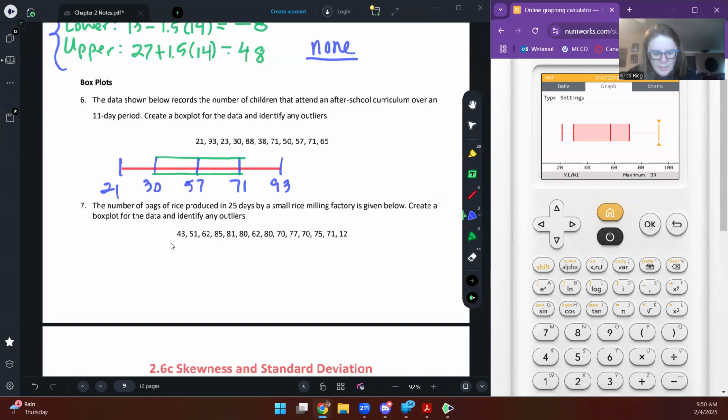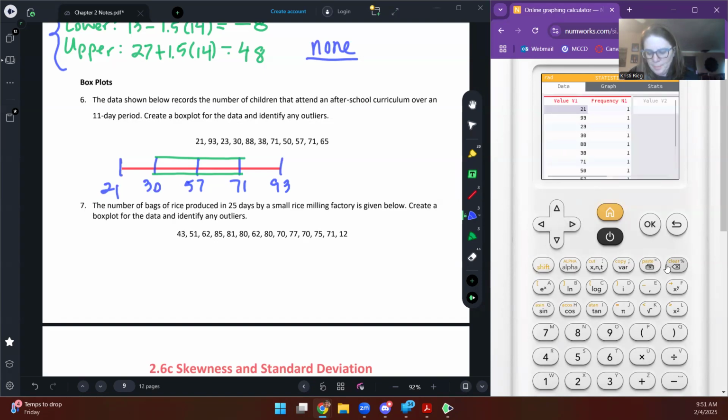So let's look at this last one, just practicing the box plot real quick. I'm going to go back up to data, clear my data, type in my last data set: 62, 85, 81, 80, 62, 80, 70, 77, 70, 75, 71, and then 12. Okay, 12 kind of seems like an oddball on this problem. So what we want to do here is check that.